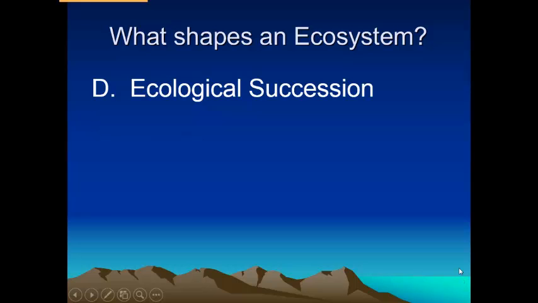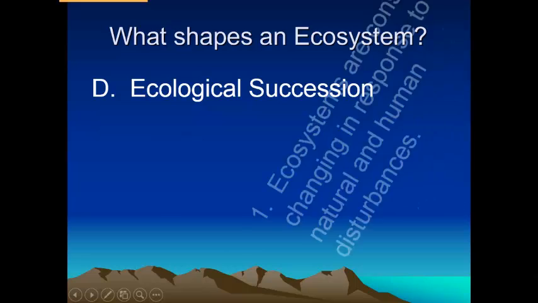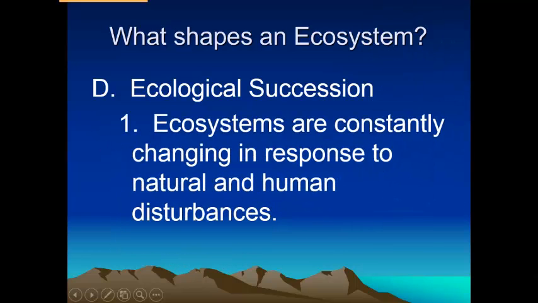All right, we're going to be finishing this series on ecology with ecological succession. And what you need to remember is that an ecosystem is constantly changing. It's almost like a living entity. So all the animals that are in there, all the non-living things, the plants, all of these things are changing in response to natural disturbances like a tornado or an earthquake, but also to human disturbances.